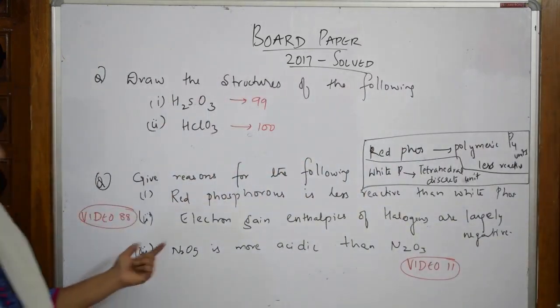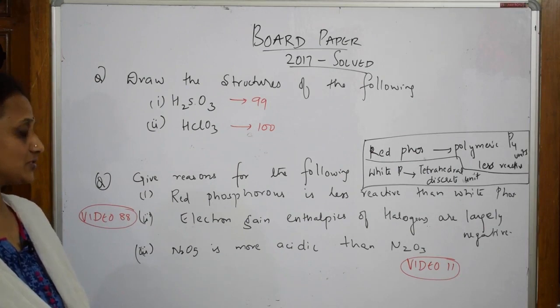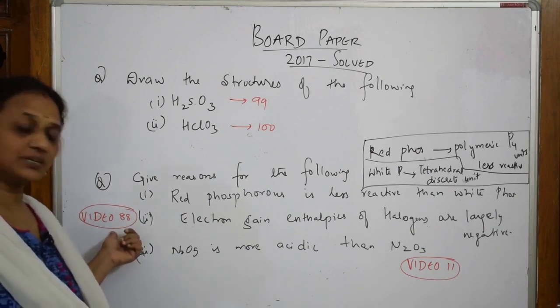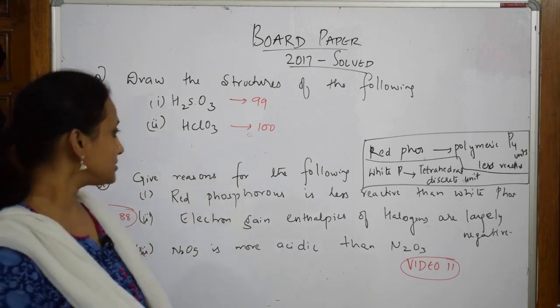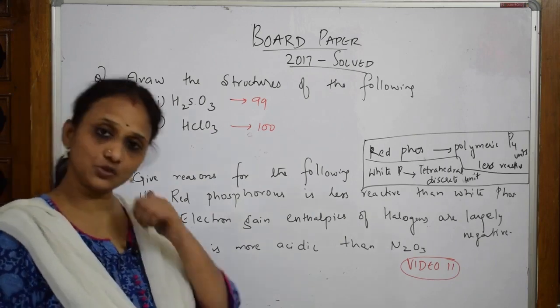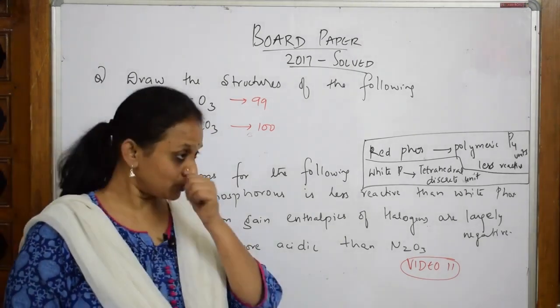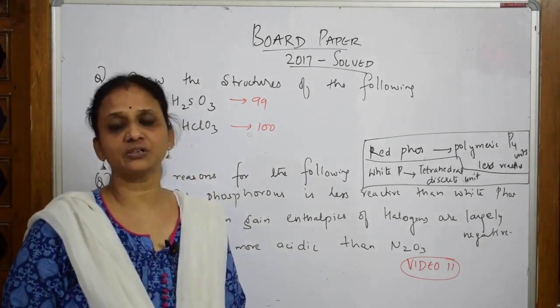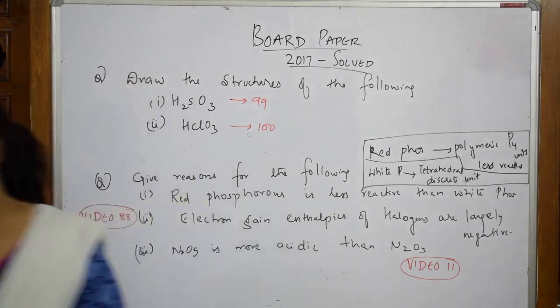And the next important thing, they've given us electron gain enthalpies of halogens. I've already done this in video number 88. And one more question: N2O5 is more acidic than N2O3. I did this video in video number 11. Please watch the video for the required information.